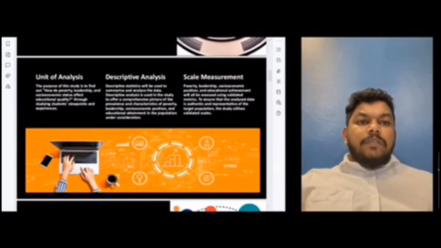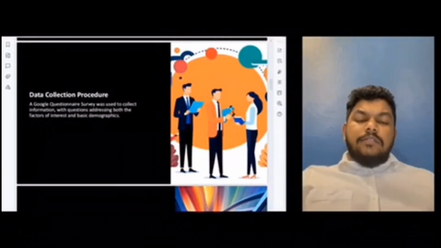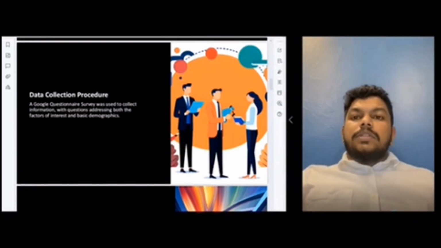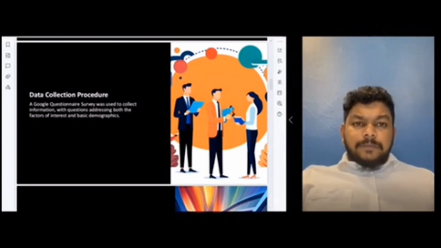Scale measurement. Poverty, leadership, socioeconomic position, and educational achievement will all be assessed using validated metrics. To ensure that the analyzed data is authentic and representative of the target population, the study utilized a collection procedure. Information was gathered by use of a Google questionnaire survey with questions covering both the variables of interest and general demographics.